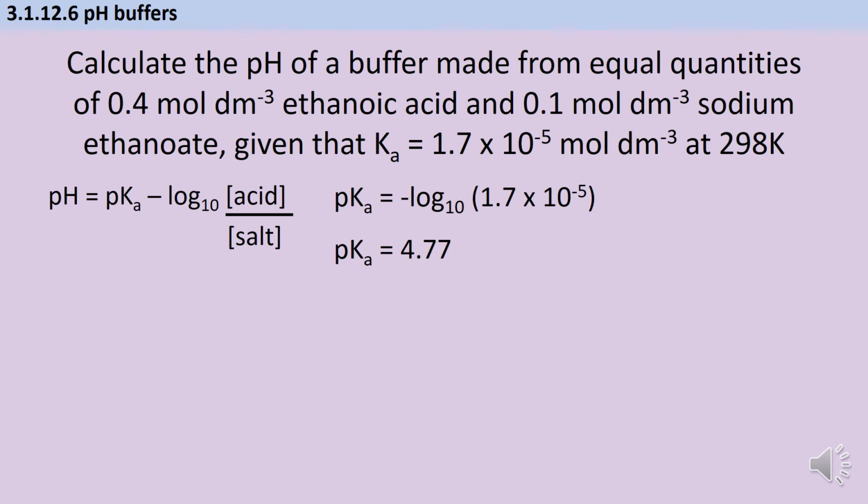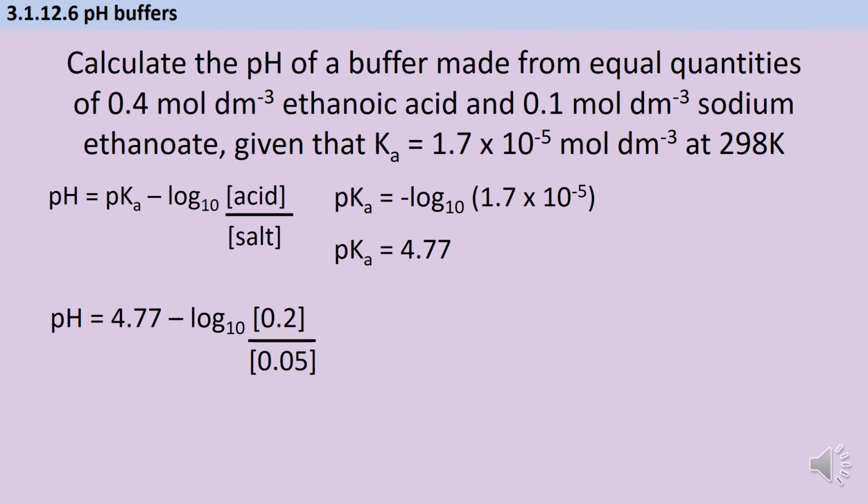And then I'm going to need to work out my concentrations of acid and salt. Now in this question, I haven't been given the volumes, so I can't work out the moles and then add the volumes together and go the long way round, but I've been told that we're adding equal quantities of ethanoic acid and sodium ethanoate. So because for each one of those two chemicals the volume has doubled, the concentration is going to have halved, so I get 0.2 and 0.05.